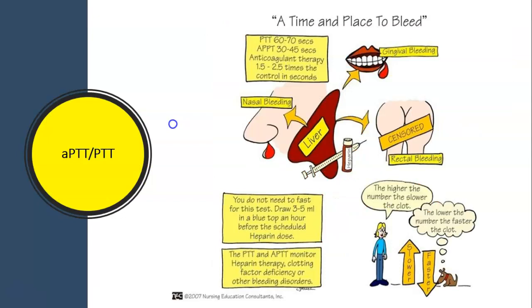So APTT and PTT, this is kind of a nice visual that talks about your PTT and APTT and anticoagulant therapy. Some things to be on the lookout for: watch brushing their teeth because it can cause bleeding, nosebleeds, rectal bleeding, and the higher the number, the slower the clot. So that's a good way to remember when we're looking at these lab values. So the higher the number, the slower it is to clot, and the lower the number, the faster it is to clot.